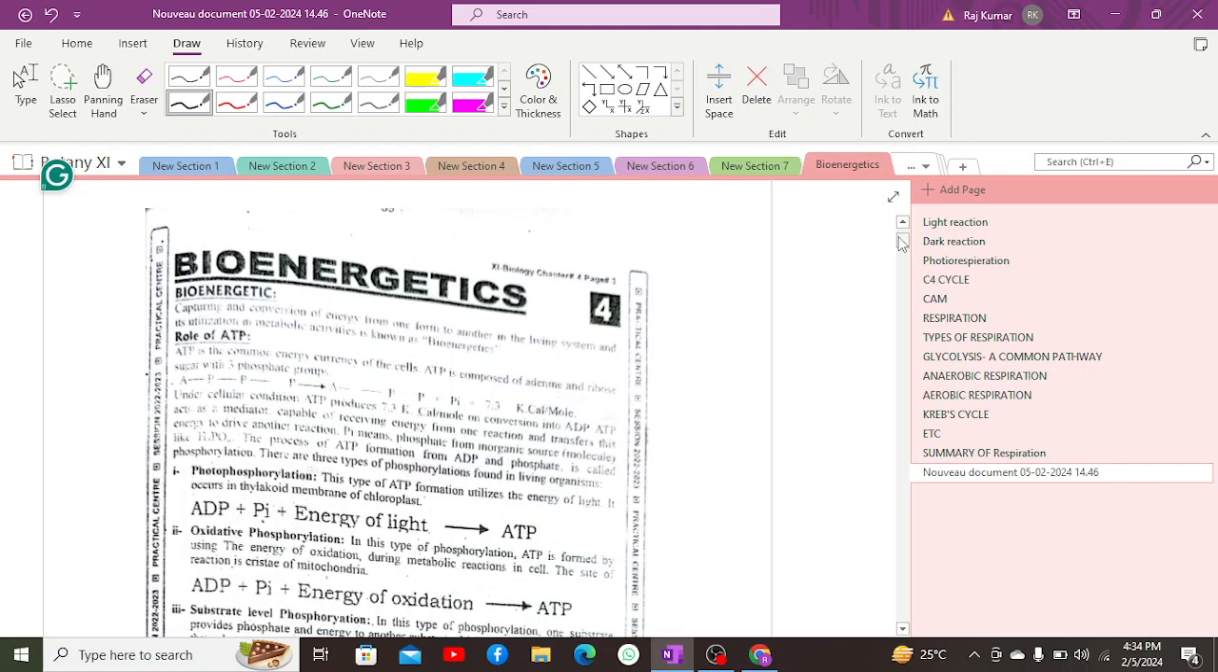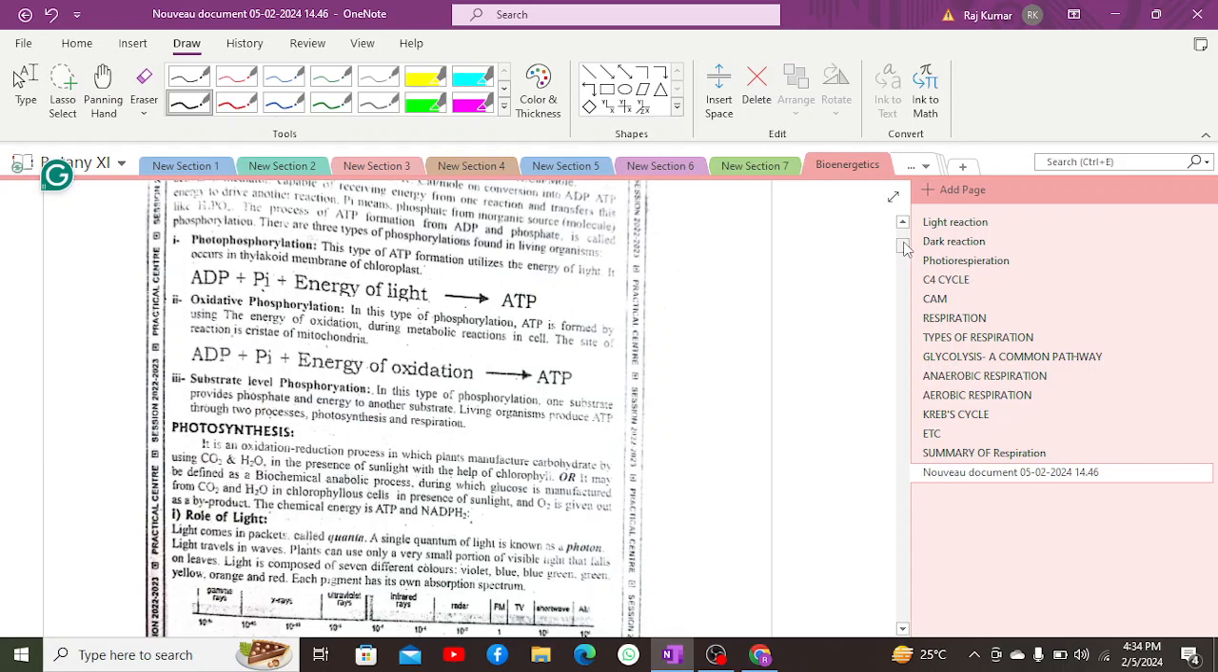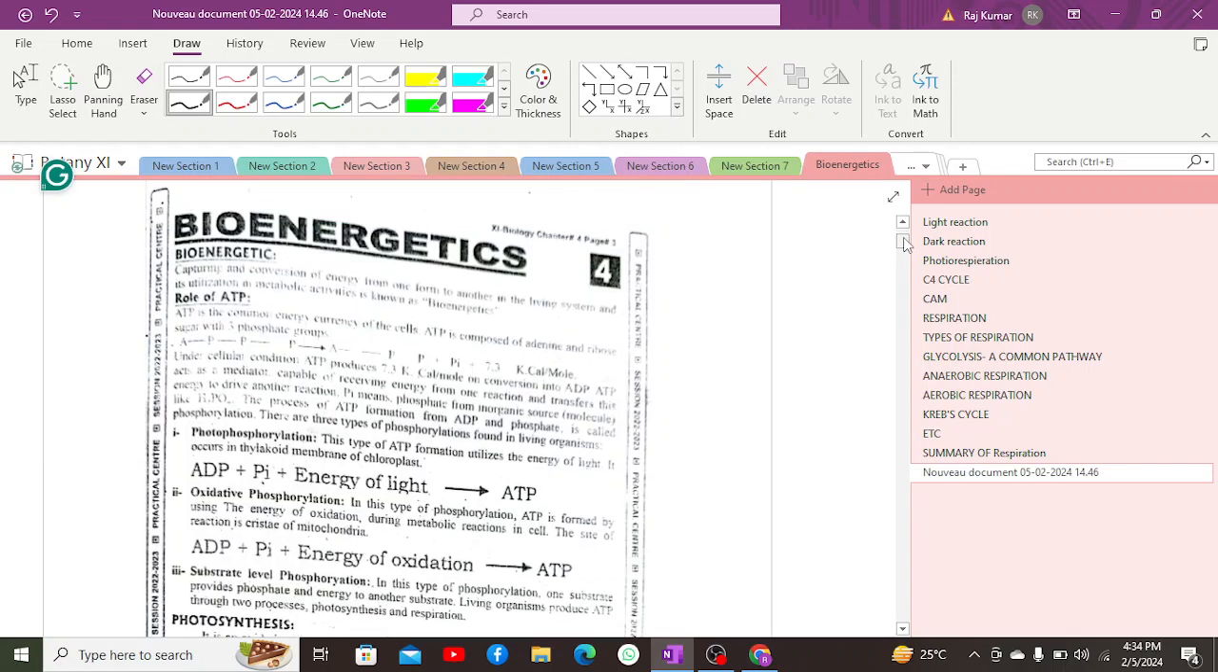Now, bioenergetics includes several mechanisms, of which a major mechanism is the conversion of ATP into ADP and ADP into ATP. First, we need to understand what is ATP.